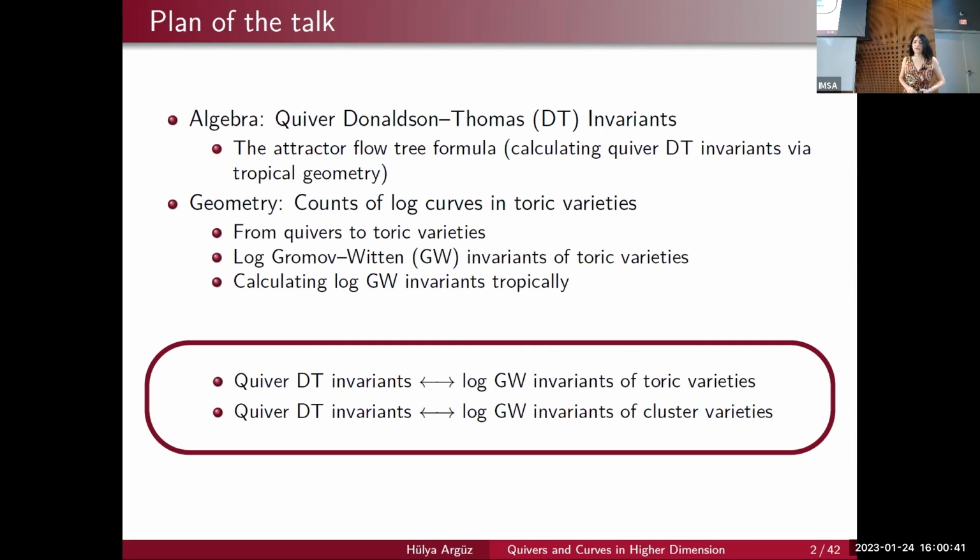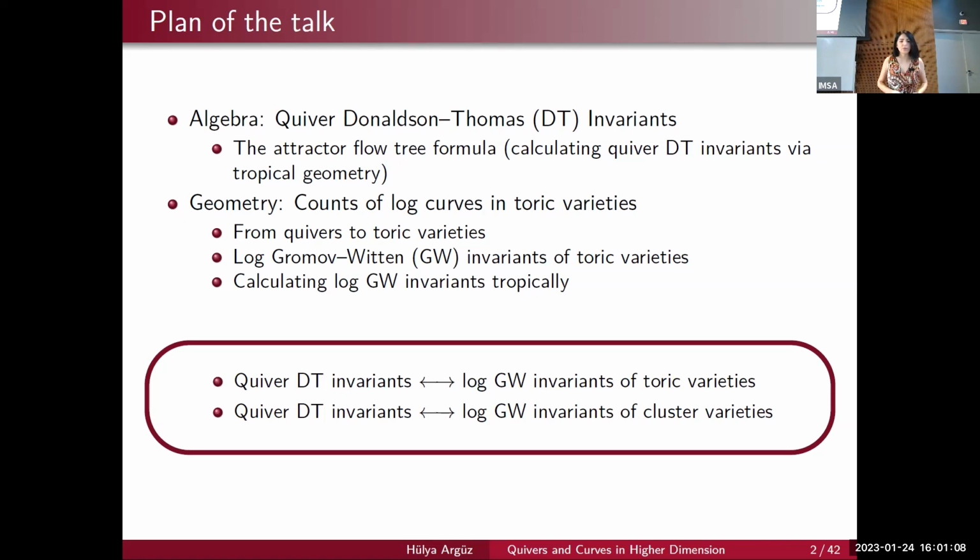I will essentially tell you how to bridge two topics, one in algebra and one in geometry. On the algebra side, I will tell you about quiver DT invariants, quiver Donaldson-Thomas invariants, and I will explain how to calculate these invariants using the attractor tree formula, which was something we did in 2020 with Pierrick.